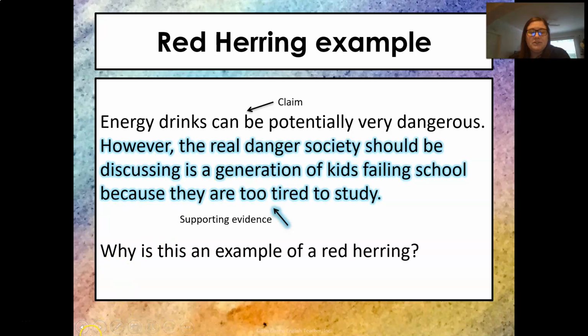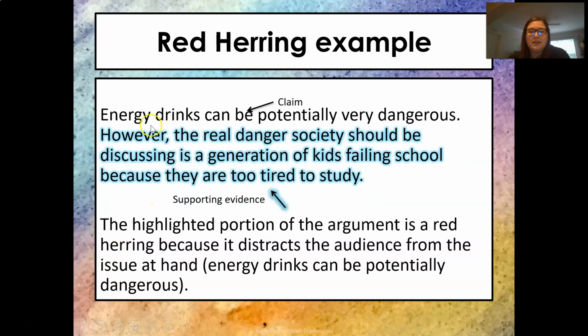So this is a red herring because we start with the original claim, energy drinks can be potentially very dangerous. And then in order to distract from the idea of that, we give a different claim that seems like it's related to the fact that kids are too tired, so they're drinking energy drinks. But we're distracting from the energy drink by saying, here's the real issue that we can focus on. And it seems like it's related, again, because we're talking about kids being too tired to study, and so they might want to be able to drink energy drinks to stay awake. But now we switch to a different claim that people can attack instead of staying on the original one.